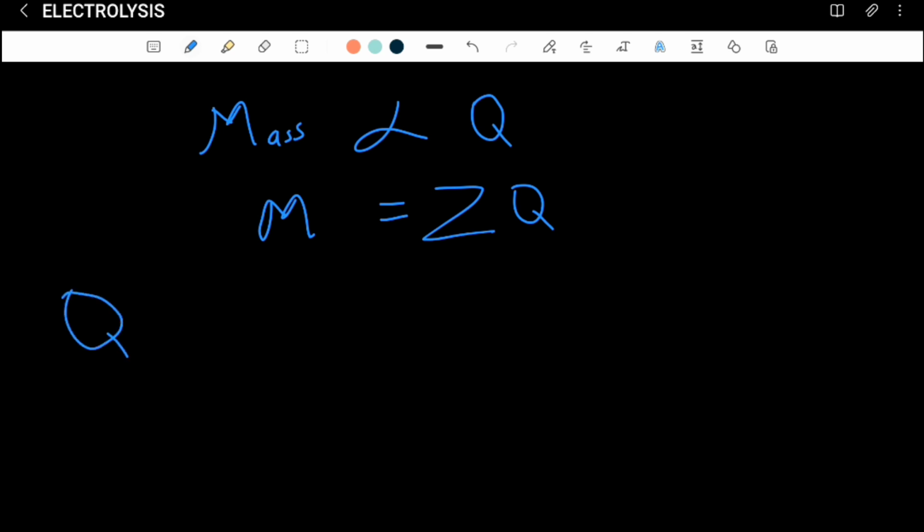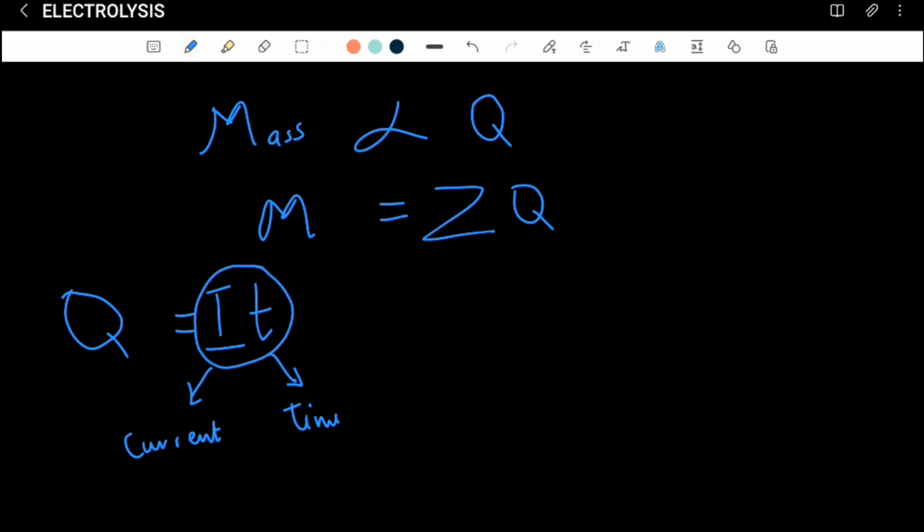Q is the quantity of charge, and the quantity of charge equals I times T, that's current times time, and you can swap this depending on whatever you need. So we can slot in this for this. So this becomes mass equals ZIT.